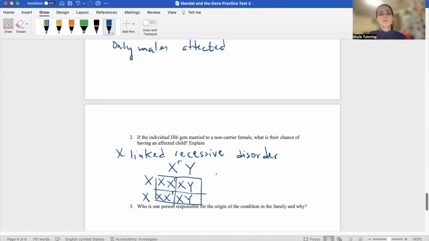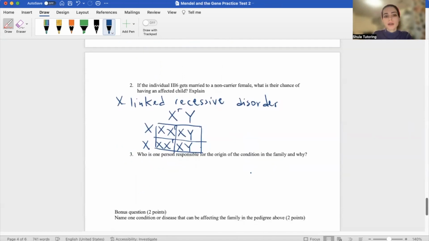So that's a very important takeaway, that males cannot inherit X-linked conditions from their fathers, and they cannot be carriers, right? Because you can only be a carrier if you have 2 copies of something. And males, by their nature, they only have 1 copy of that X chromosome. So either they are affected or they're not, but they cannot be carriers. So their chance of having an affected child is 0%.